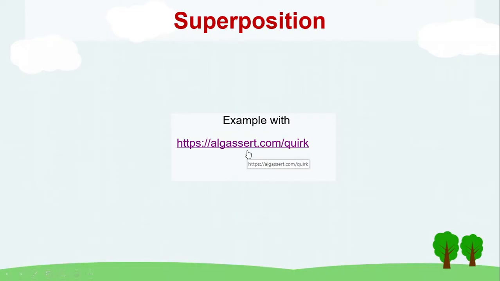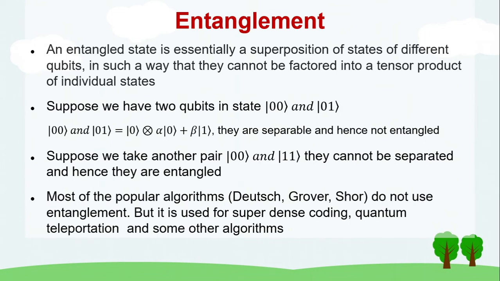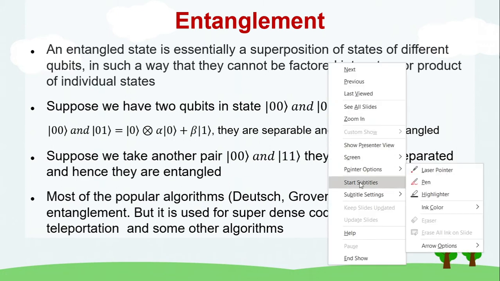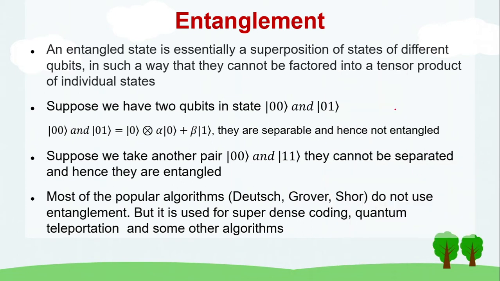All right. So we have seen the advantage of superposition. Now we'll see another property of qubits. It's called entanglement. So what is entanglement? An entangled state is essentially a superposition of states of different qubits in such a way that they cannot be factored into a tensor product of individual states. It's a little complicated, so let me try to explain it with an example.